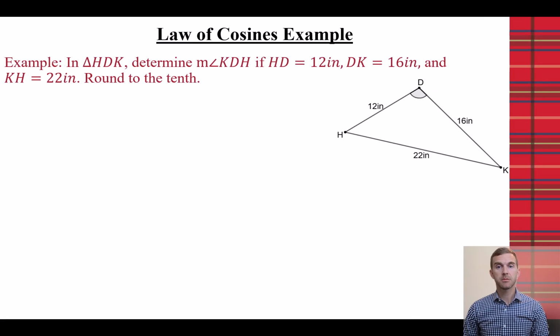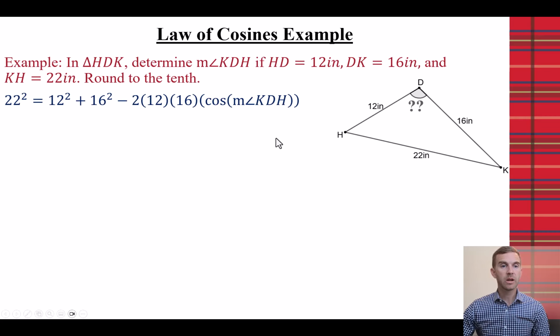Now let's look at an example. So here we want to determine what's the measure of KDH if we're given three sides. So we're going to relate everything from the law of cosines to this missing angle. So the side opposite is the 22 inches, and that's going to be our C value.